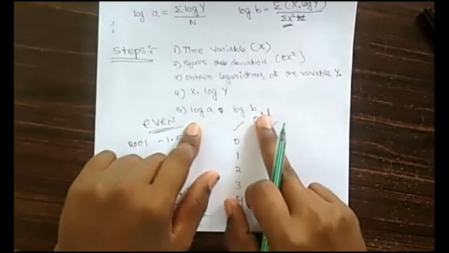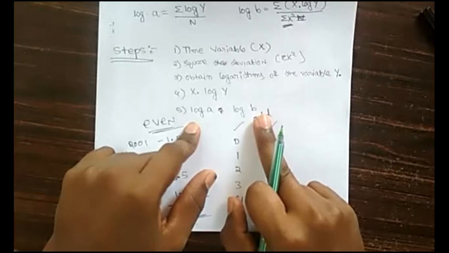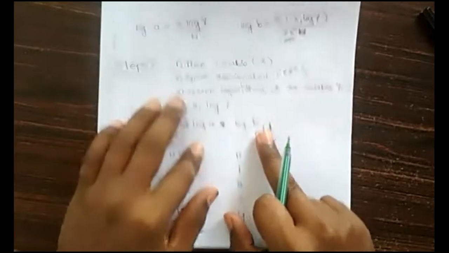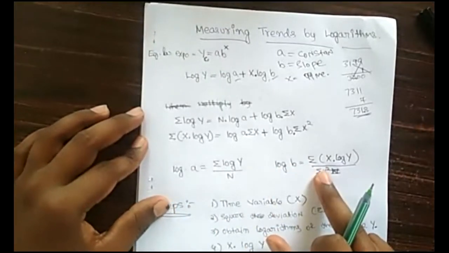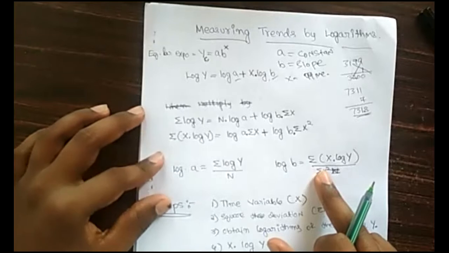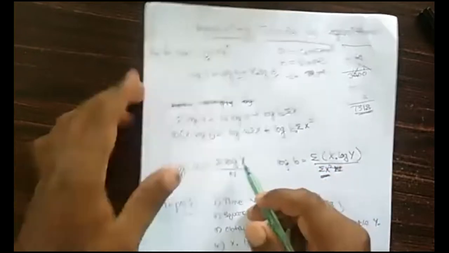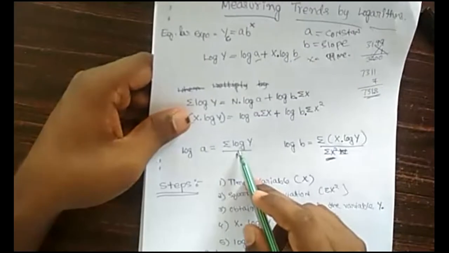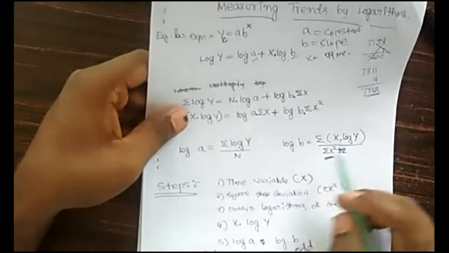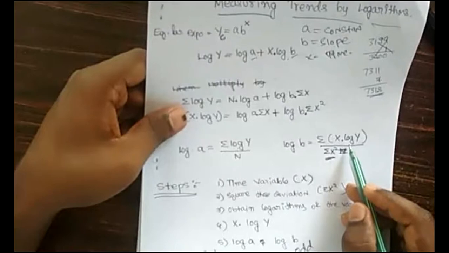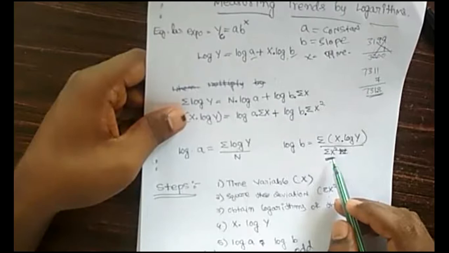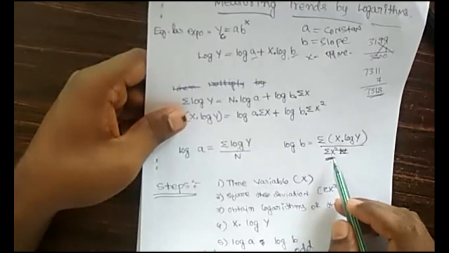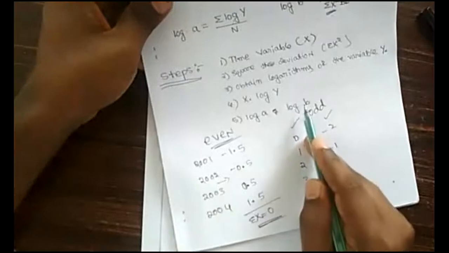And later you can find log a and log b. The fifth step, find log a and log b using these two formulas. To find log a and log b, you need log y, x into log y, and the summation of x square in the table work. So after all that table work, use the formula and find log a and log b.